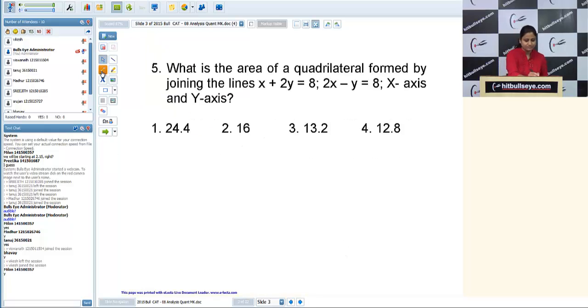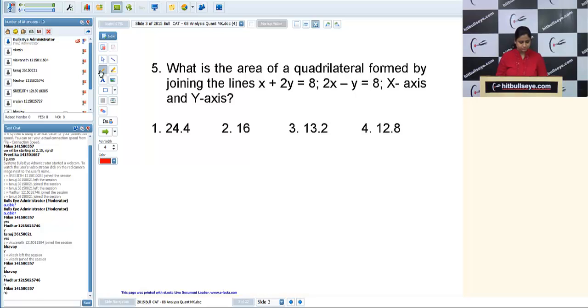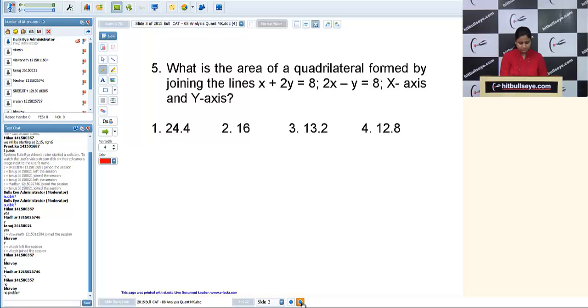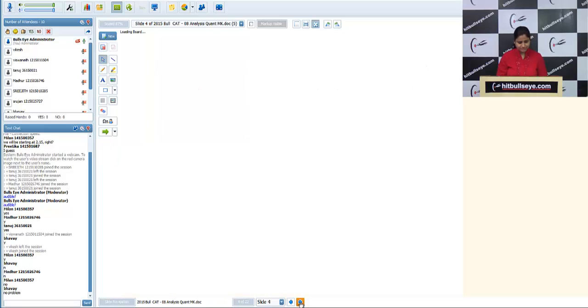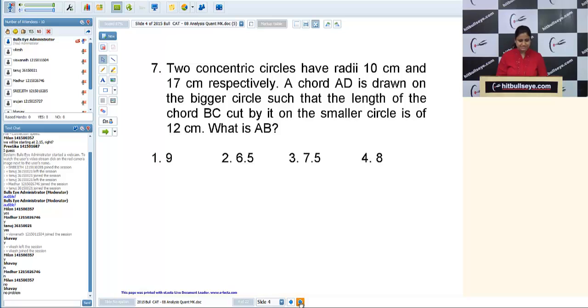Question number 5, any problem? If you have problem in any question, please write explain. Question number 5. Any problem in this question? Okay. Next question now. Question number 7.